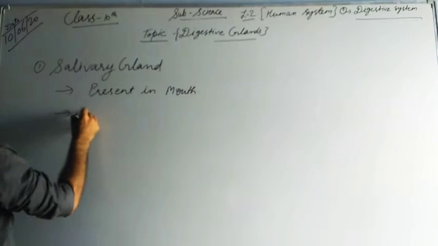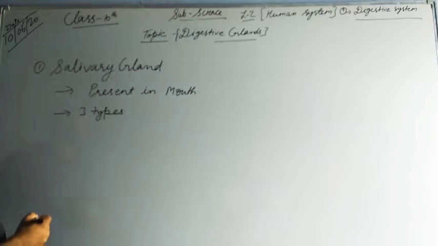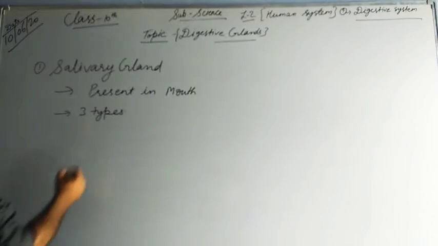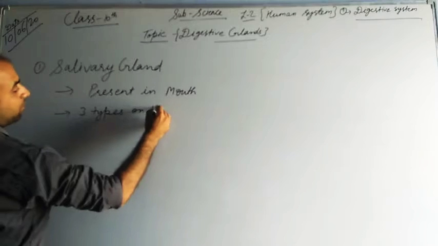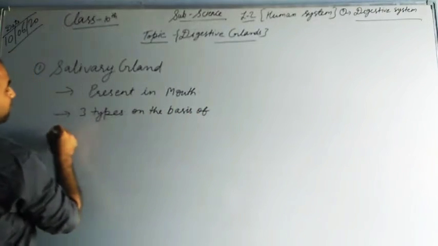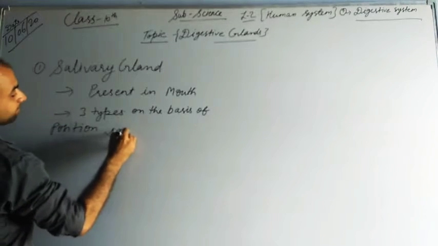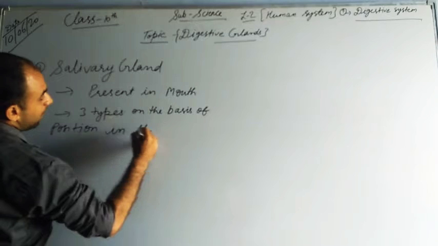It is of three types. The salivary gland is of three types, on the basis of their location or their position in the mouth.